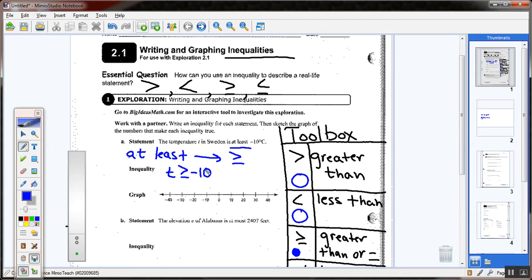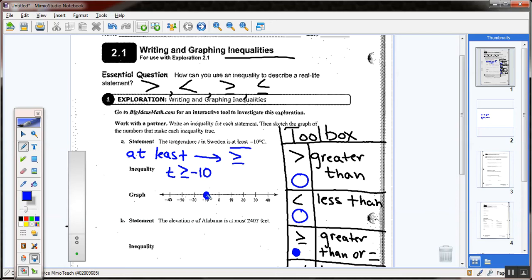So to graph that, greater than or equal to is in here. What value are we comparing temperatures to in this problem? Negative 10. So I'm going to put a dot on negative 10. Is my dot going to be open or closed? Closed. It's an equal sign, right? So it could include it. We want to include that. So anytime I close the dot like this, we're including it.